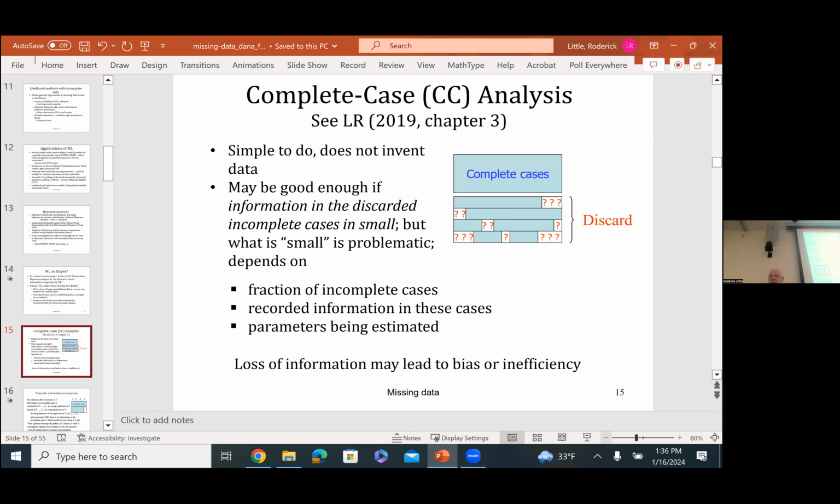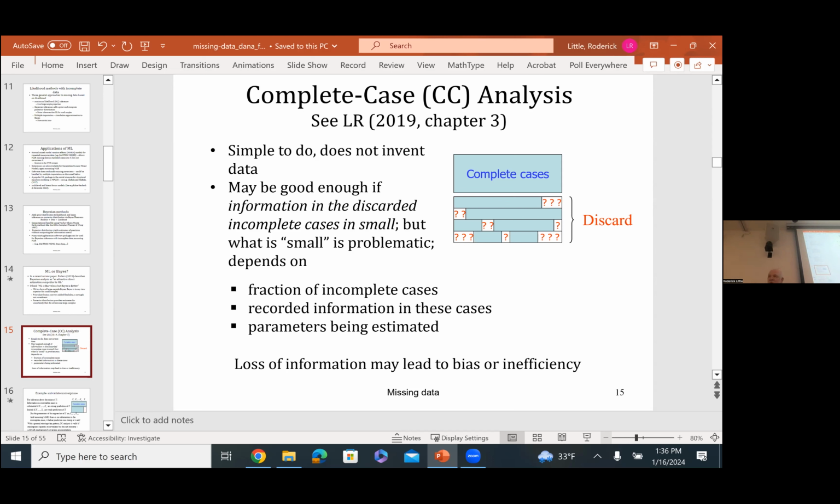So that seems like it's cheating. So this is not cheating. And actually, it works okay in some settings. So to me, the important feature is you're throwing stuff out. So is there information in the stuff you're throwing out? If there's a lot of information in those cases, then it's a shame to throw them away. On the other hand, if there's no information there, then why bother trying to use it? Just throw them out. So maybe good enough if the information in the discarded incomplete cases is small.